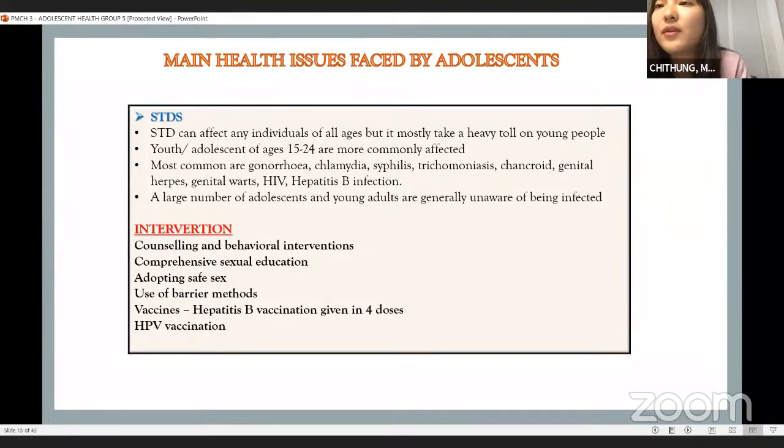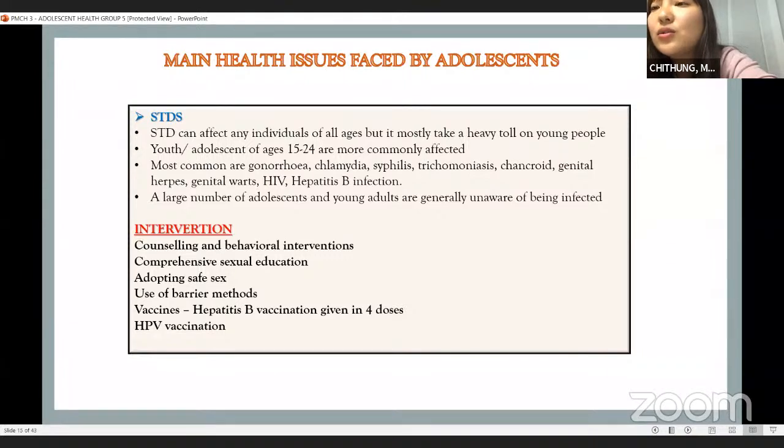A large number of adolescents and young adults are generally unaware of being infected. Adolescents are also especially vulnerable to sexual risks because they are undergoing rapid cognitive, behavioral, emotional, and social development. So targeting youth who are using emerging digital technology is important for ensuring sexual health equity for adolescents.